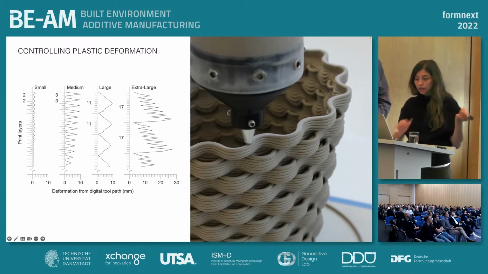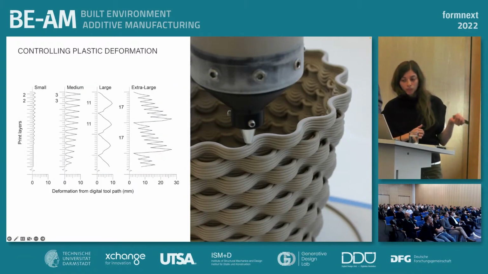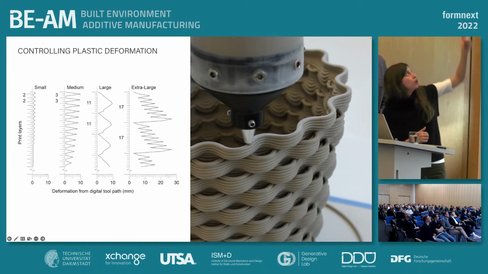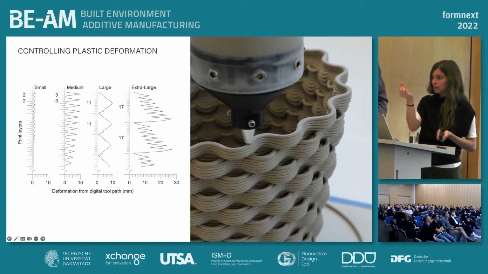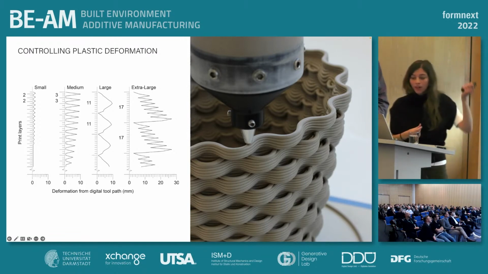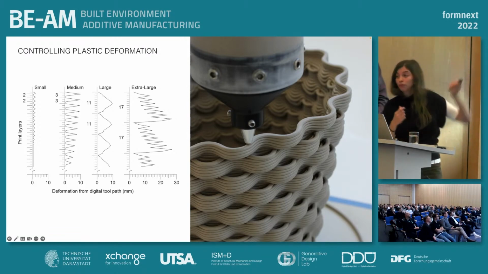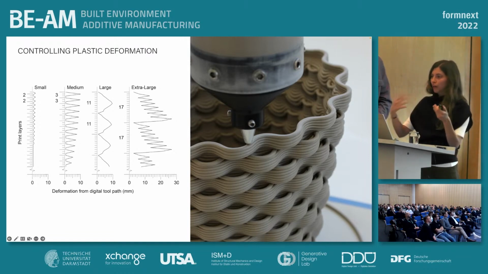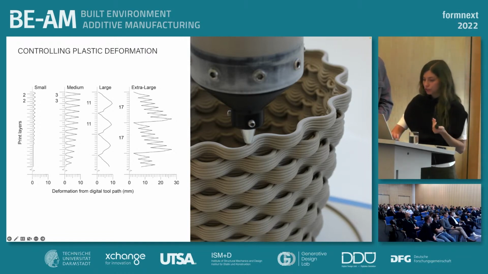And so this diagram on the screen displays the layer by layer deformation of each typology when mapped against the digital toolpath. So you can see the small typology has deformation that operates at the scale of millimeters. The XL is happening over several centimeters. So it yields very, very different light scattering conditions.